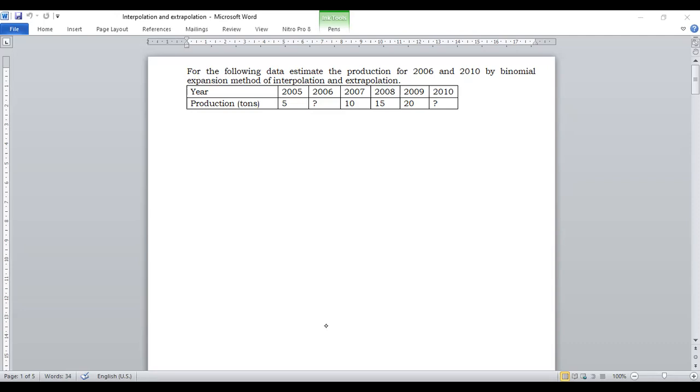So for the year 2006, the procedure is called interpolation. For the year 2010, the procedure is called extrapolation. Production in 2006 is the interpolated value. Production in 2010 is the extrapolated value. So in the conditions, we use that second condition, that is, the value of x for which the value of y is to be interpolated must be one of the values of x.